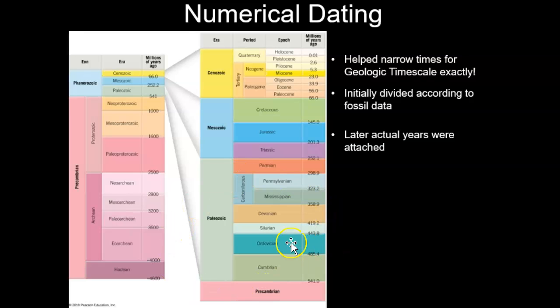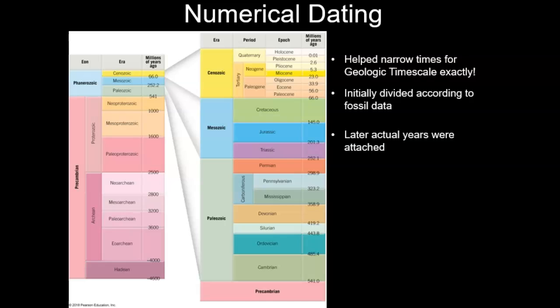So by looking at this picture right here in the slide, we see that eons represent the greatest expanses of time. So the first eon is the Hadean, then the Archean, Proterozoic, and then Phanerozoic. The Phanerozoic eon, which started about 541 million years ago, means visible life in Greek. Phanero means visible, and then zoic is life.